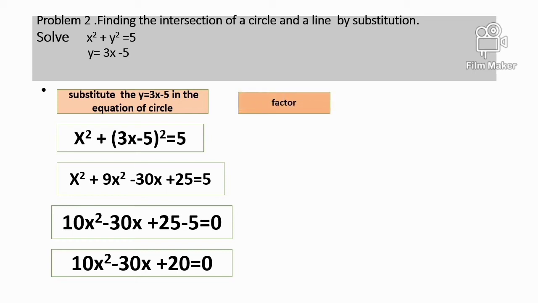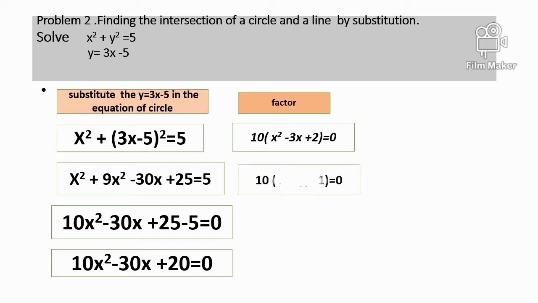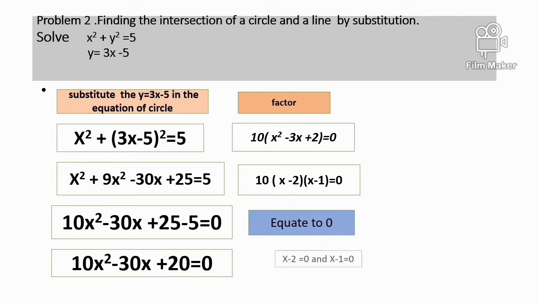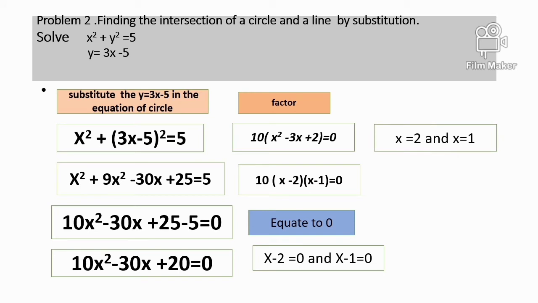Then we will factor the 10x squared minus 30x plus 20. It will become 10 multiplied by (x squared minus 3x plus 2) equals 0. 10, and then after that, factor it as (x minus 2) multiplied by (x minus 1). Then we will equate this to 0. So x minus 2 equals 0 and x minus 1 equals 0. So x equals 2 and x equals 1.